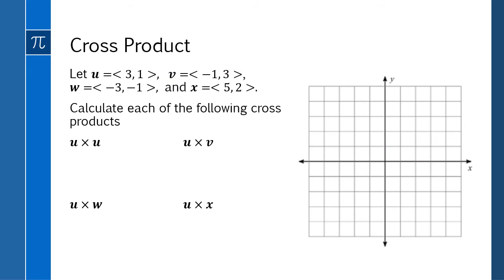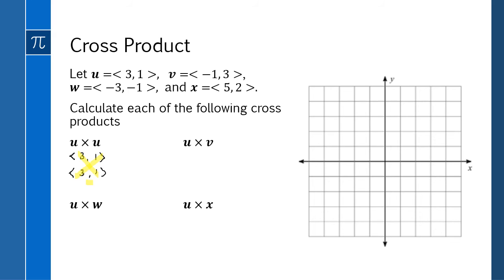So we'll use the same u, v, w, and x vectors as we did before, but now we are going to practice calculating cross products. The first one we'll do is vector u crossed with itself. Vector u is 3, 1, and we are cross producting that with vector u, again 3, 1. Remember that you are going in a crisscross shape. We multiply across the diagonal, then subtract, and then multiply across the other diagonal.